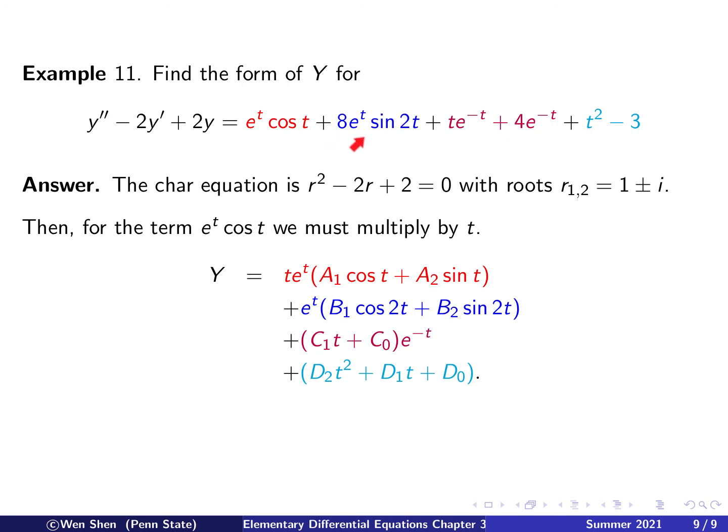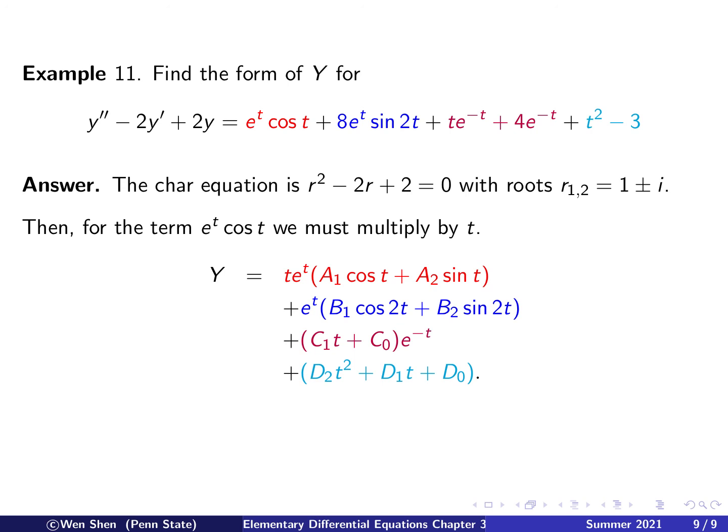The next term, we put it in blue, is e to the t times sine 2t. So this form is fine. So let's fit in this form. We'll have e to the t times, because you always have to fit both sine and cosine, a constant times cosine 2t plus another constant times sine 2t. So that's for the second term.